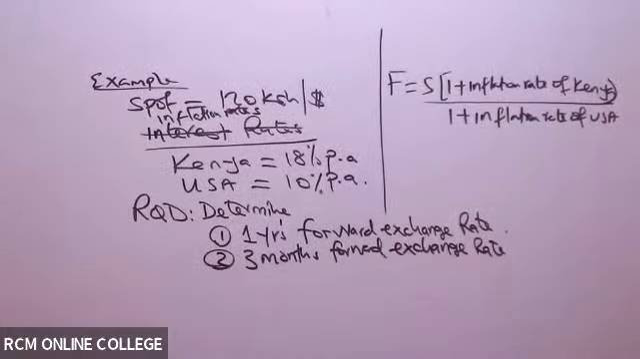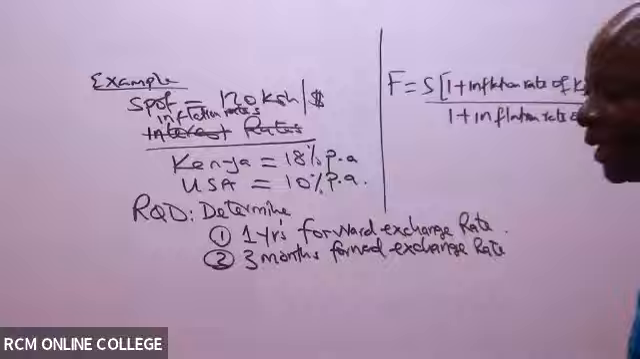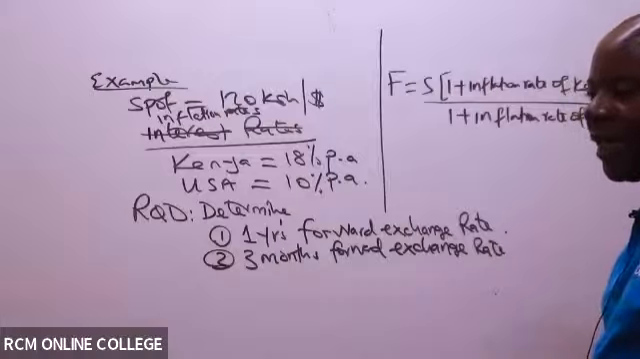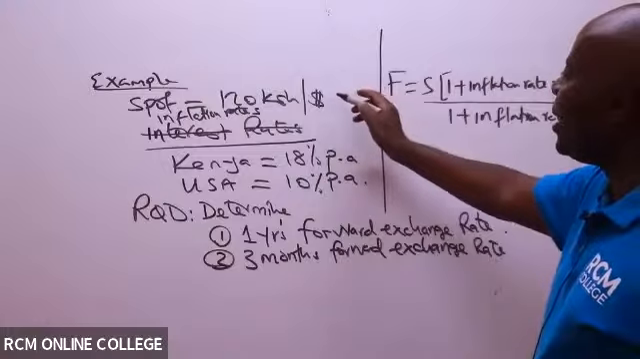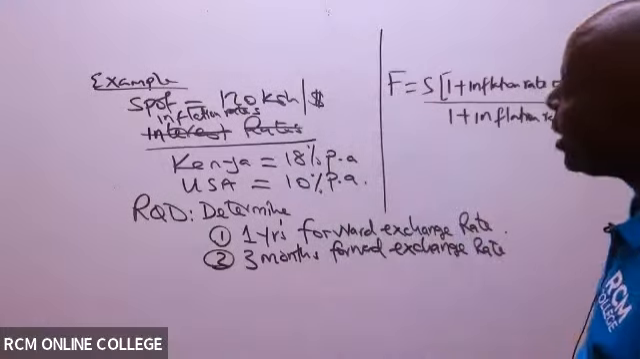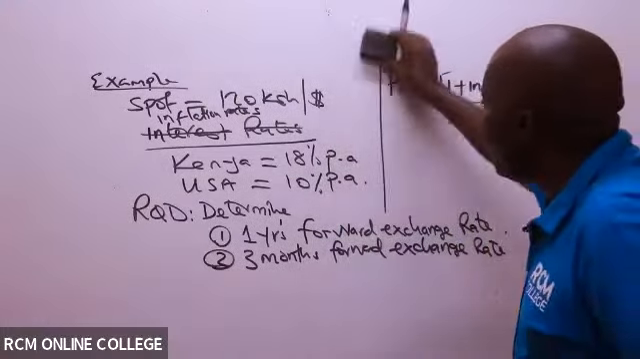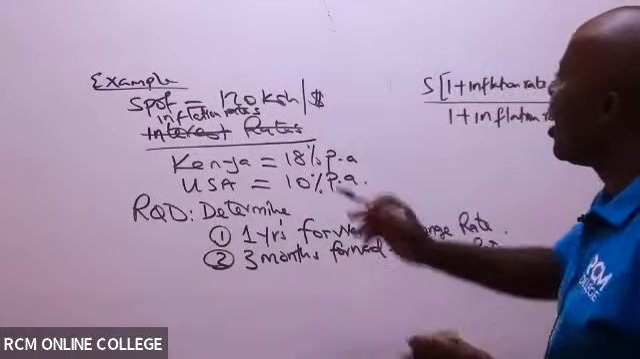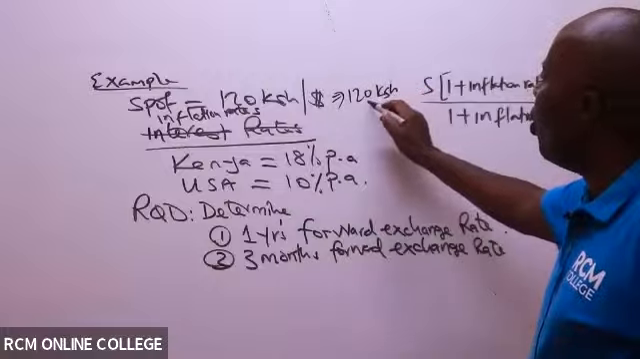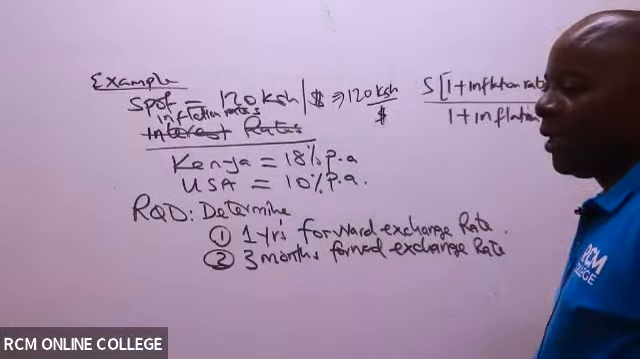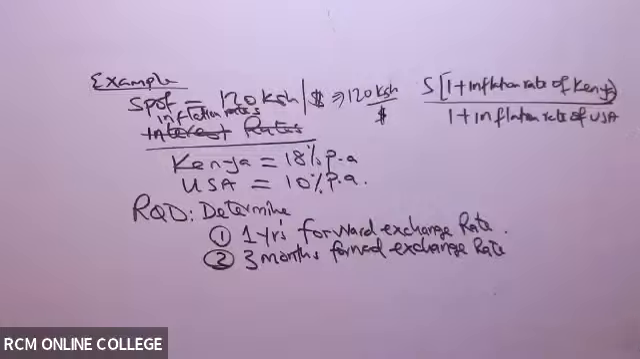Why is Kenya the very top country? Kenya shilling is at the top. Thank you very much, Kennedy. Look at this expression. If I was to write this in the form of a fraction, it will be like this: 120 Kenya shillings all over the dollar.